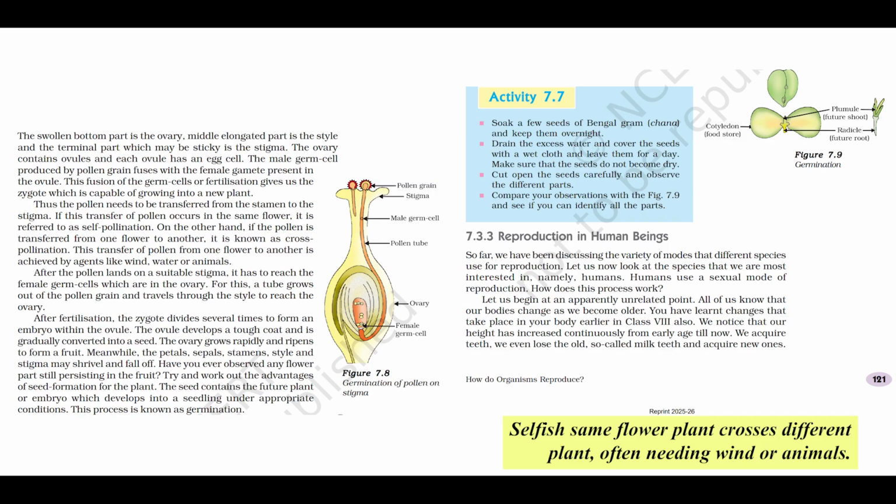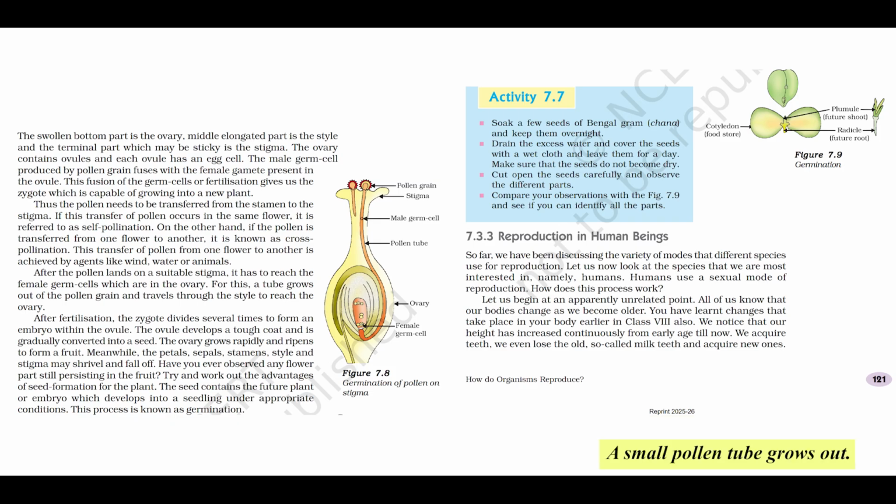Self is same flower plant, cross is different plant, often needing wind or animals. Exactly. After successful pollination, the next vital step is fertilization. Once a pollen grain lands on a suitable stigma, it germinates. A small pollen tube grows out. This tube travels down through the style, reaching the ovary.